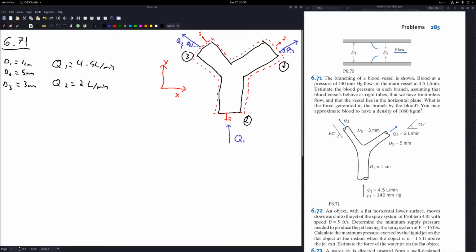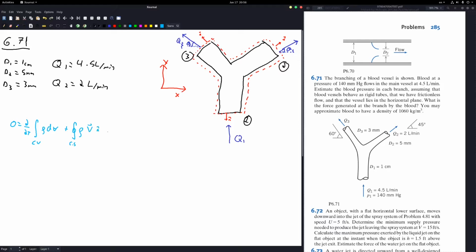Now into problem 6.71. Here, I have a little sketch of the drawing again with the control volume in red, the normal vectors pointing out of the control volume, and the flow rates, so Q1, Q2, and Q3. Q2 and Q3 are pointing out at an angle, and I also drew the coordinate system I'm going to define in red, so we have the positive x direction and the positive y direction.